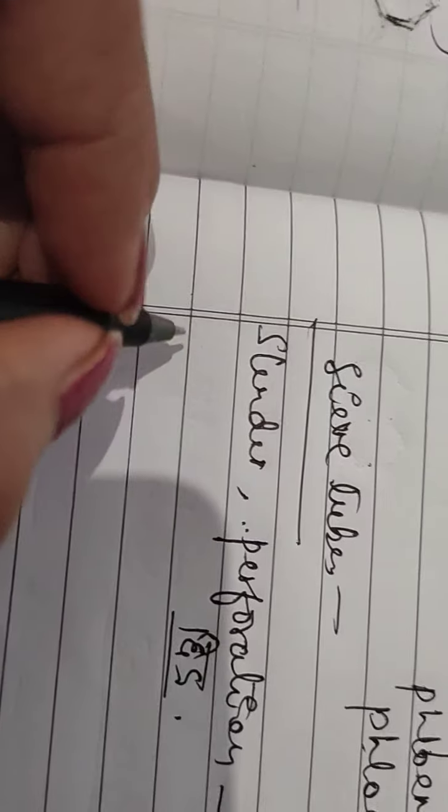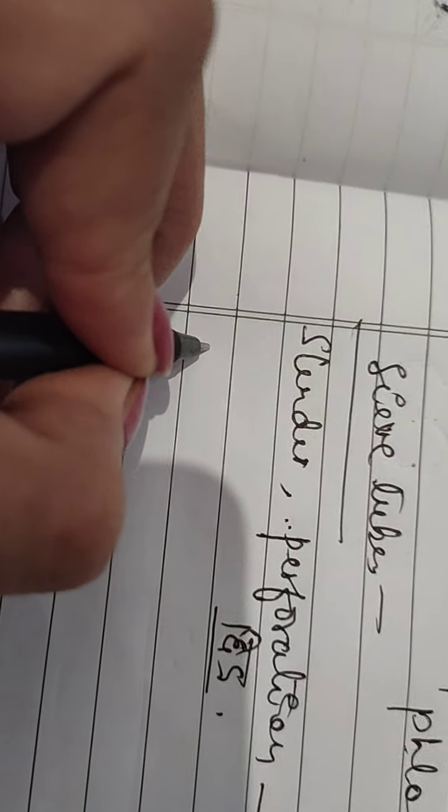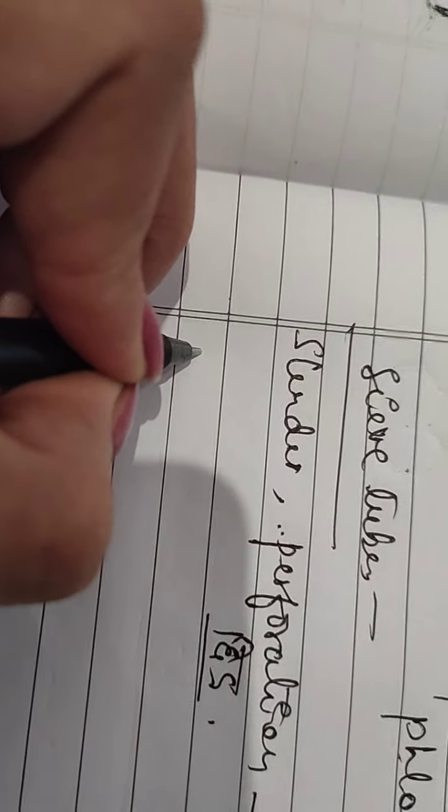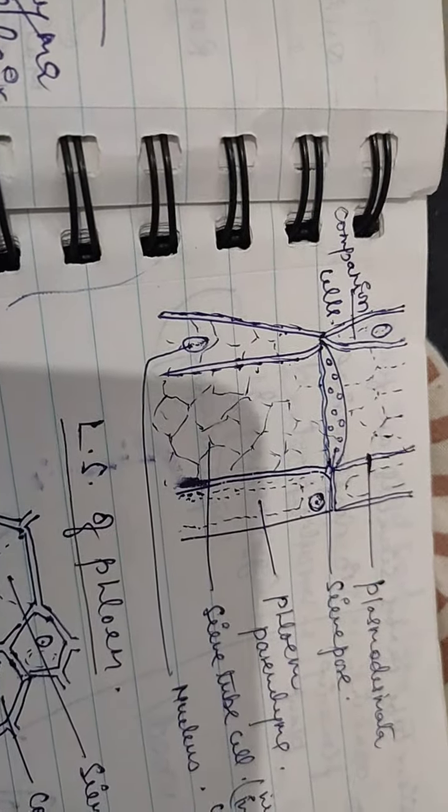The nucleus of the sieve cells degenerates at maturity and cytoplasm persists in the mature cell. Thus, nuclei are absent in mature sieve tube elements, and the cytoplasm of one sieve tube element is continuous with those of the other sieve elements above and below, due to the cytoplasmic connection, as I told you, the plasmodesmata.